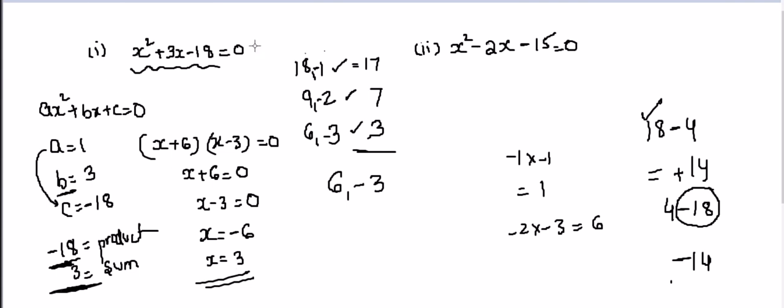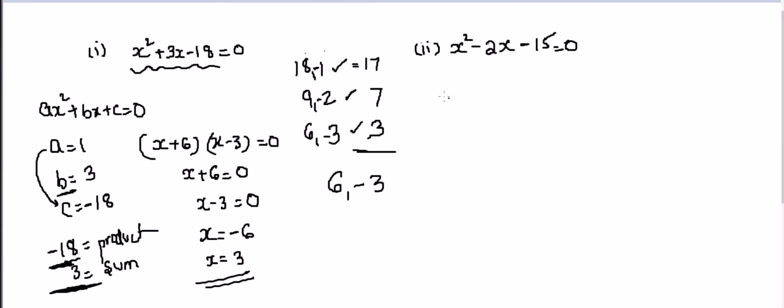Let me move on to the next one. It's x squared minus 2x minus 15. Again I'll compare it with the standard equation. I'll get a equals 1, b equals minus 2 and c equals minus 15. The product should be equal to a multiplied by c. So I need to find two numbers whose product is minus 15 and whose sum is equal to b, that means minus 2.